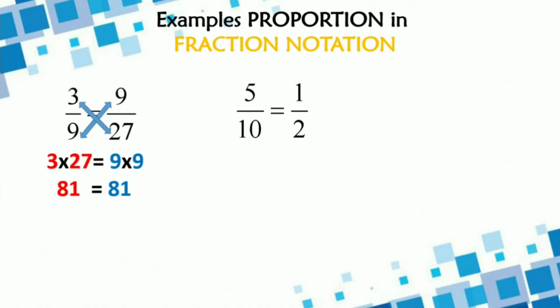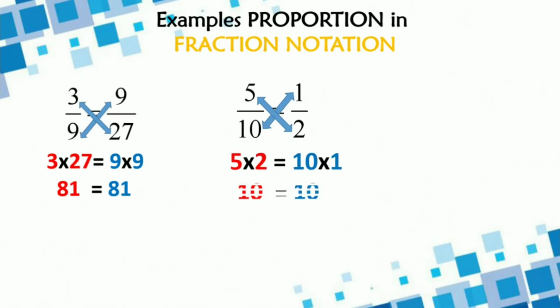We have 5 over 10 is equal to 1 over 2. So, cross multiply 5 times 2 and then 10 times 1. So, 5 times 2 is equal to 10. 10 times 1 is equal to 10. Therefore, these ratios are proportion.